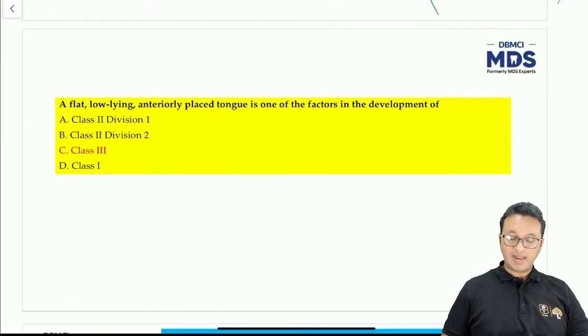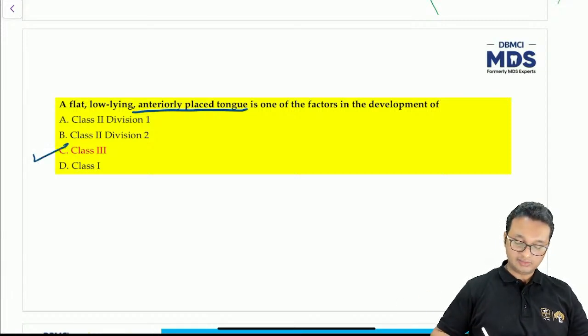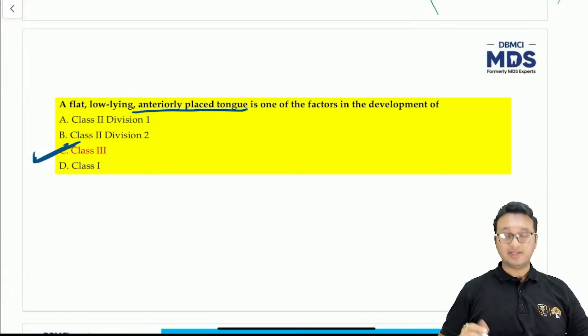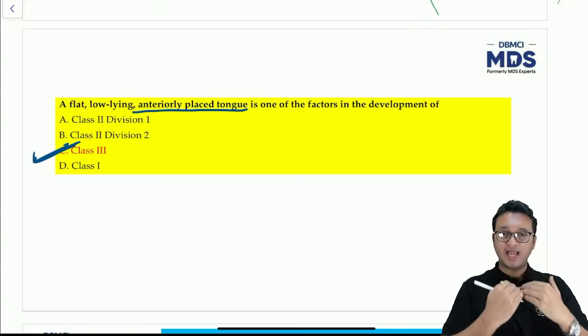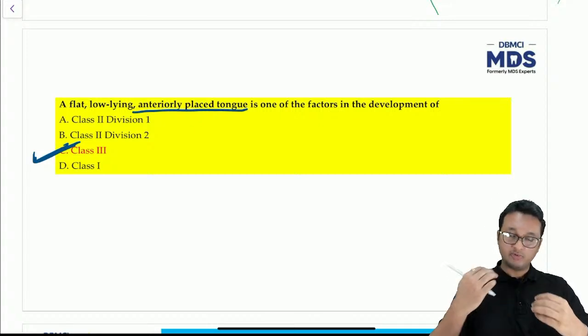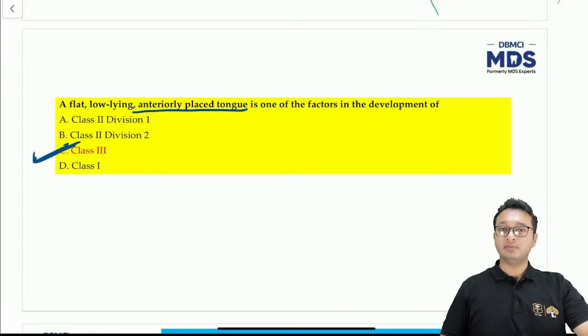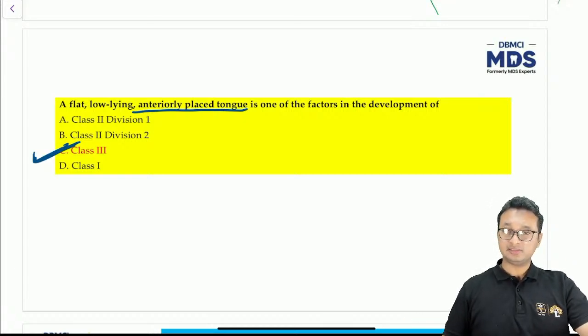One more example: a flat, low-lying, anteriorly placed tongue is one of the factors in the development of. Now this particular question is from the etiology of malocclusion, I told you about earlier, no? A flat, low-lying, anteriorly placed tongue is one of the factors in the development of class 3 malocclusion. So naturally, if the tongue is placed low, flat and anteriorly, that is going to push the mandible forward, right? That is why it is going to create a prognathic mandible, leading to development of skeletal class 3 malocclusion.